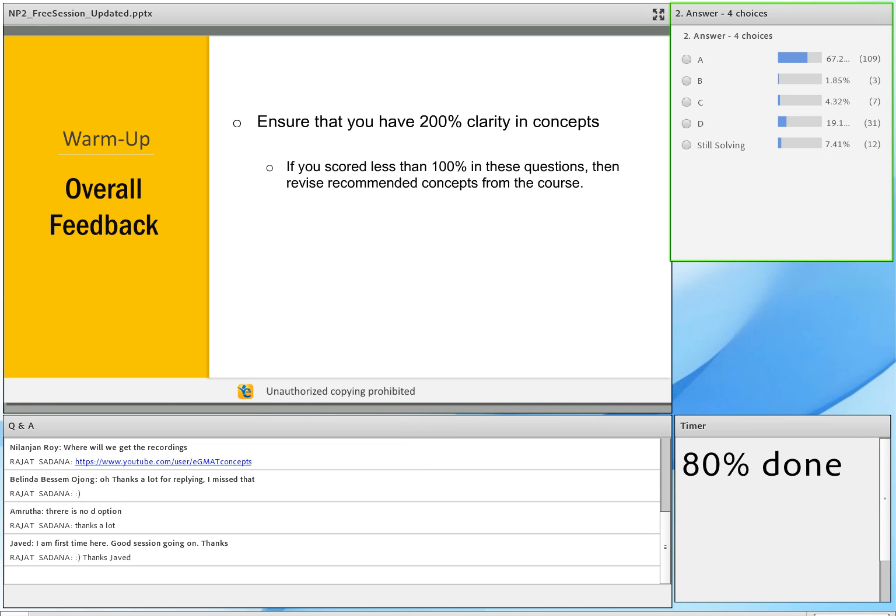In fact, if you made a couple of mistakes during this warm-up section, make sure you revise these post this session. I'm going to share the PDF towards the end. Why? Because when it comes to the more challenging GMAT questions, they test the same concepts, but the level of application is much higher. So two things are important.